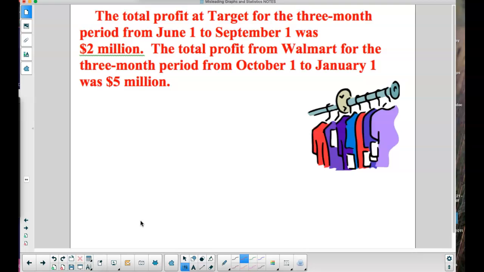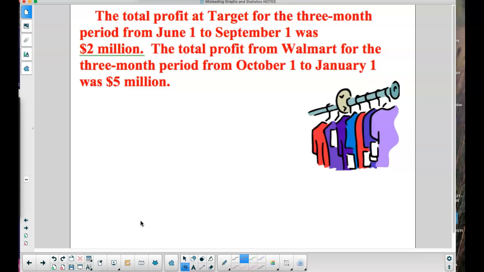The dates are different. Can we compare 2 companies at different times? Why not? What happens between October and January that doesn't happen from June to September? Christmas. Do you think Target probably makes a lot more money around Christmas time? Yeah, probably every store does. So I can't look at Walmart's profits over Christmas compared to Target's profits in the summer. 4th of July, I don't think that's pulling as much money as Christmas. Back to school shopping maybe, but still probably not as much as Christmas.